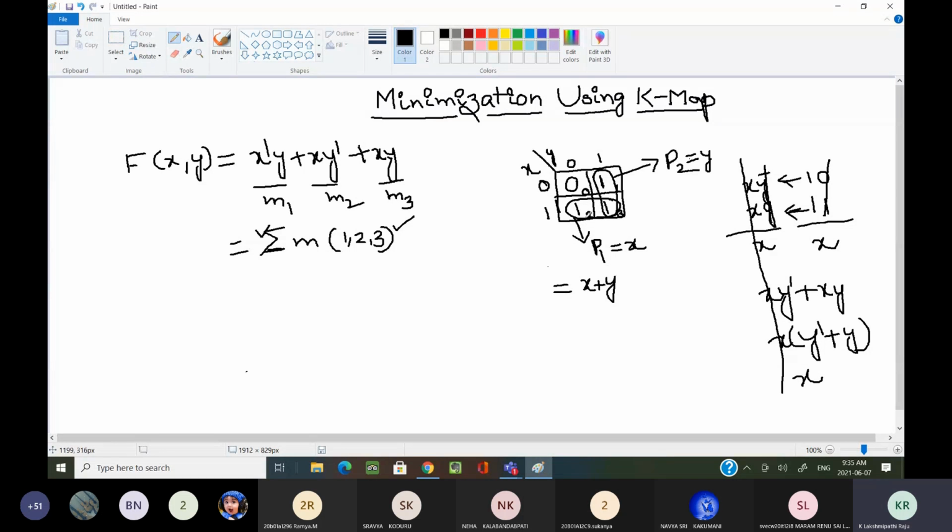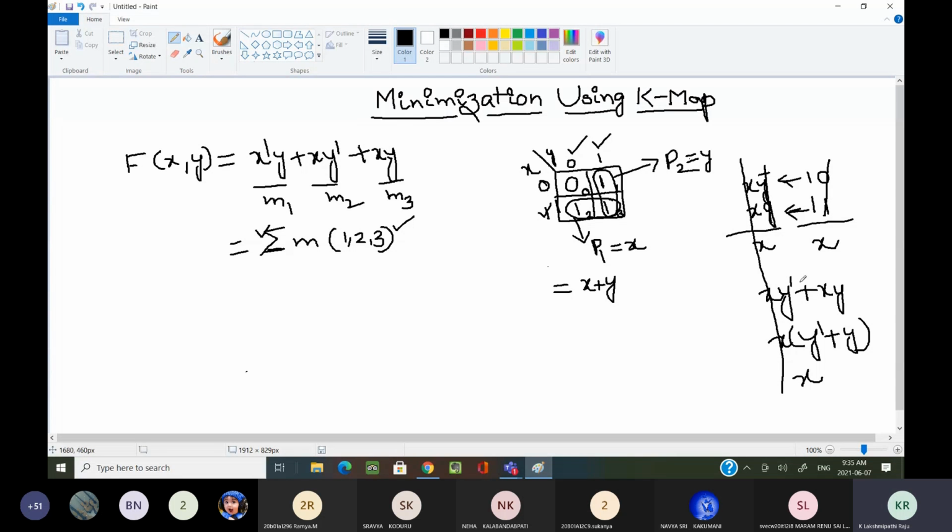See here, row wise. One term is common. Among these two min terms, row wise, which is common? 1, so X is common. Which is varying column wise? The varying term is y. In one min term it is y dash, and in the other min term it is y. For your understanding's sake, I have written all these things.